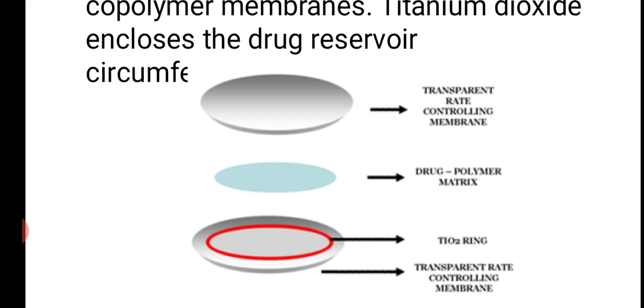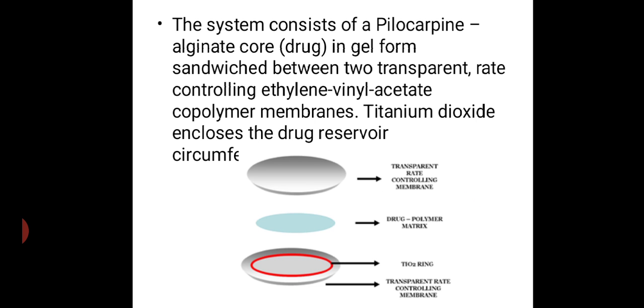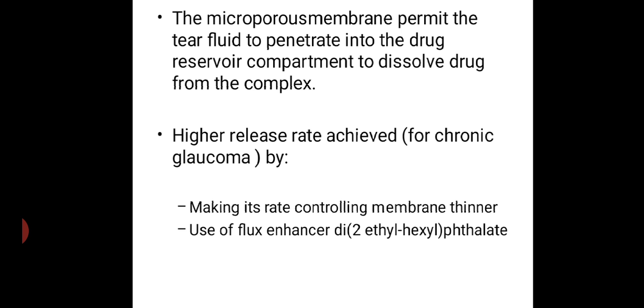So in this Ocuserts, two layers are of transparent rate controlling. The central layer is the polymer matrix. It is fixed to the frame of titanium dioxide ring. So simply we can say that the drug polymer matrix is sandwiched in between two transparent rate controlling membranes. So these are the parts and how the pilocarpine Ocusert is being developed by the ALZA Corporation.